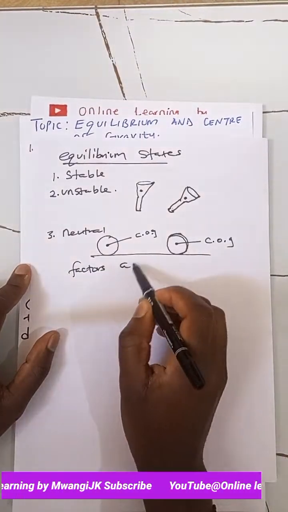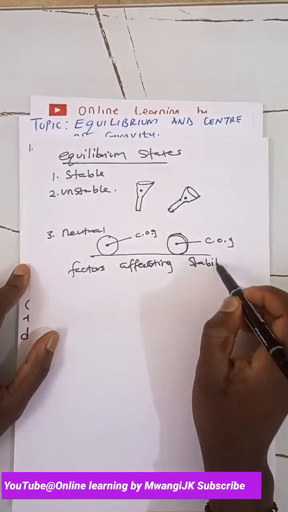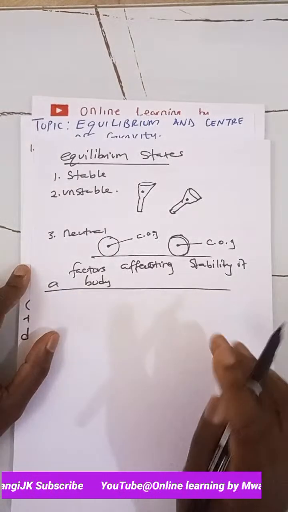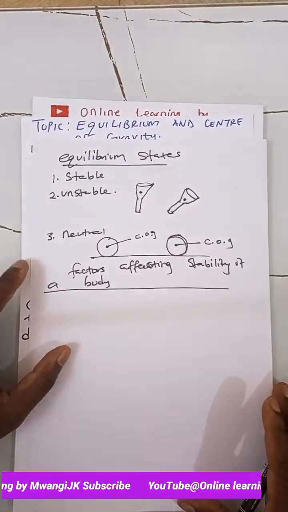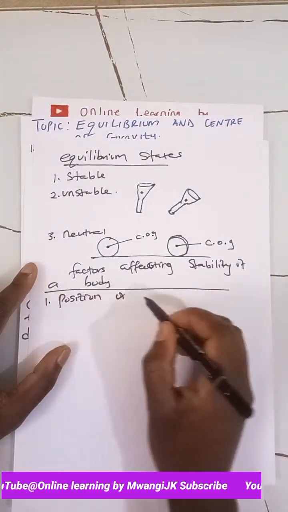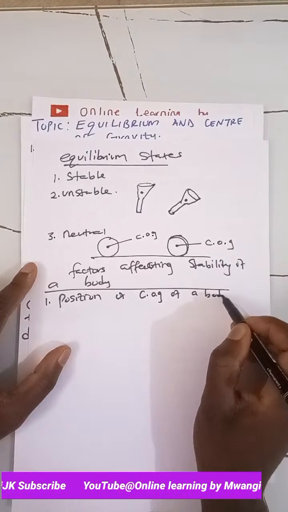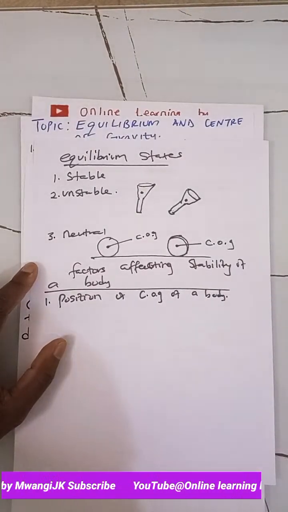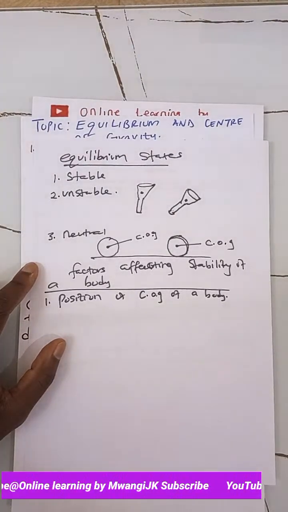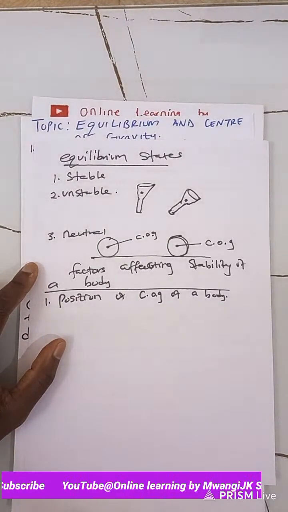Factors affecting stability of a body. And these factors are: one, position of center of gravity of a body. The lower the position of the center of gravity, the more stable a body is. So if the center of gravity of a body is too low, that body is said to be very stable.